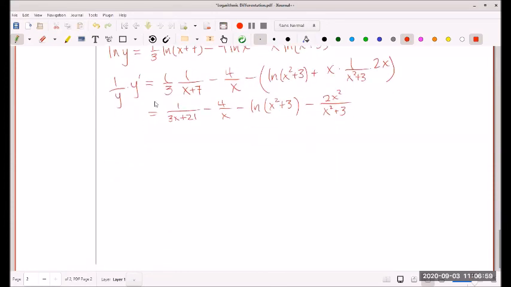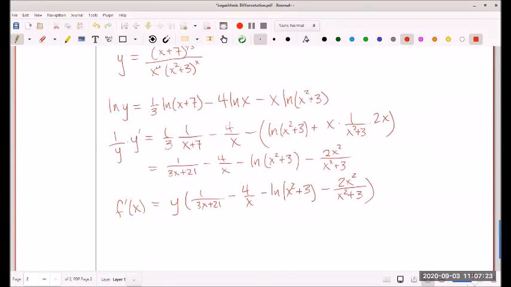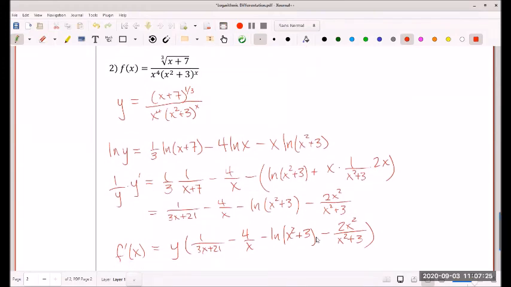Okay, and now I solve for the y prime, and again, I'll replace that with f prime. y times 1 over 3x plus 21 minus 4 over x minus the natural log of x squared plus 3 minus 2x squared over x squared plus 3. And then finally, the last step is to replace the y with the original function.